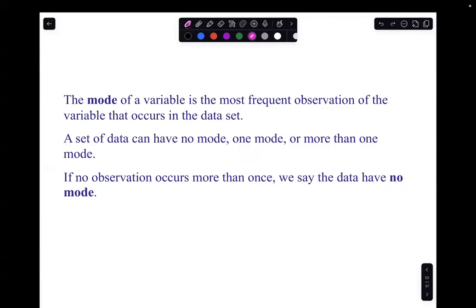You can have no mode. So if there's no value you have the most of, you can have no mode. Now, if I have two things that I have equally a lot of, I would have two modes. We call that bimodal. It's a fun word to say. You don't have to remember it, but it's fun to say. And I don't generally see things that are more than bimodal. Usually it's one mode, two modes, or no mode. If we don't have observations that occur more than once, then it's no mode. I'm going to show you an example.